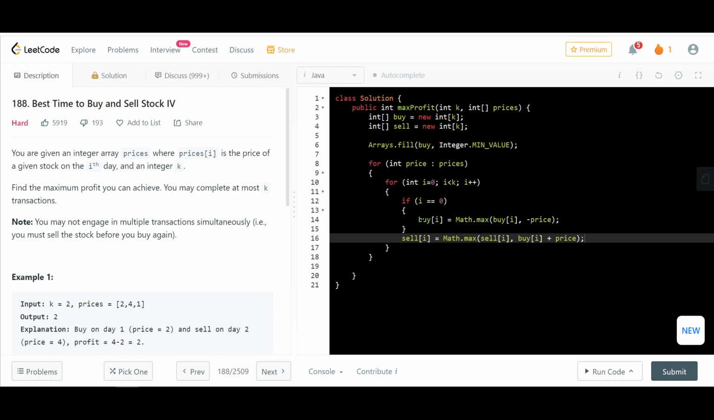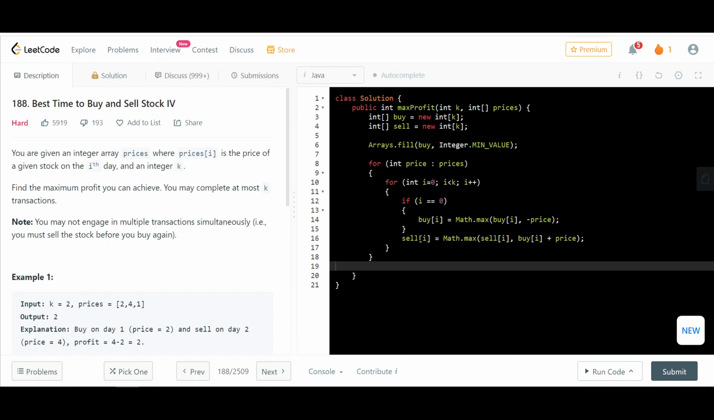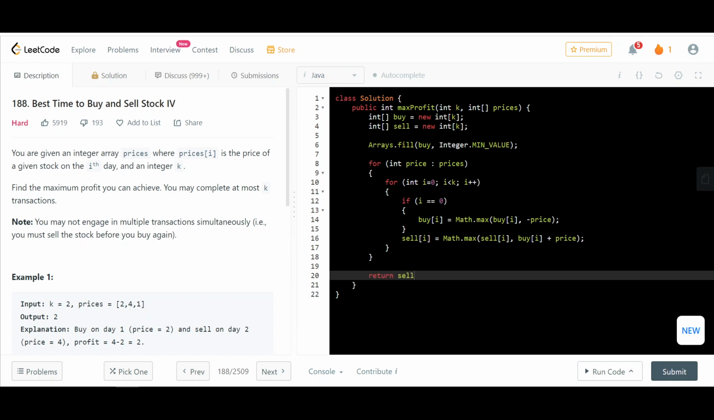So buy of I is the state where I have bought once. Then for I equal to 0, it would be this minus price, no doubt. And for the first day, sell of one would be if I bought, sell the second time. Now, what would be the value of buy 5 on the first day? On the first day, why would I buy 5 times? Is it even possible? The only way would be that I buy and sell on the same day. It doesn't make any sense, but you just keep that. And then at the end you would just return sell of k minus 1, I guess.